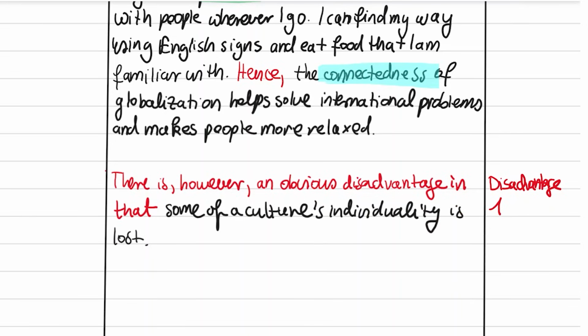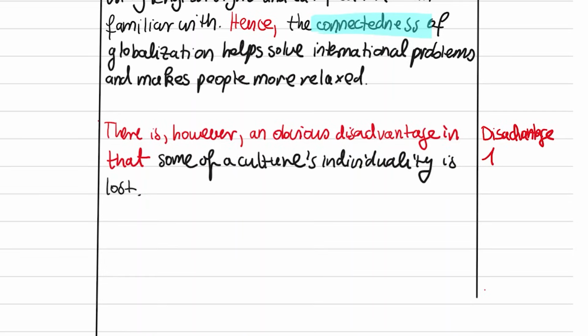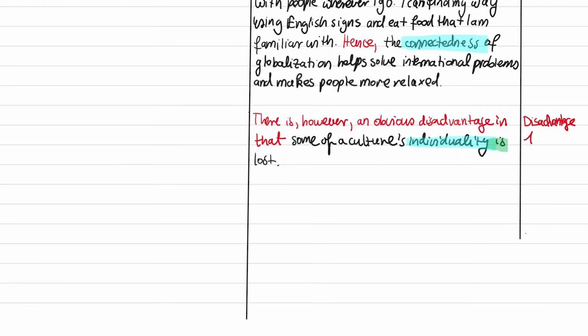First, I use the linking word "however" and put it in the middle, which shows that I know how to write more complex sentences. Second, I don't only write "disadvantage," but "obvious disadvantage," which demonstrates that I have a broad vocabulary. Let's write this sentence. There is, however, an obvious disadvantage in that some of a culture's individuality is lost. "Individuality" is very advanced vocabulary, and "is lost" is in the passive tense. This way, I show that I know complex grammar.